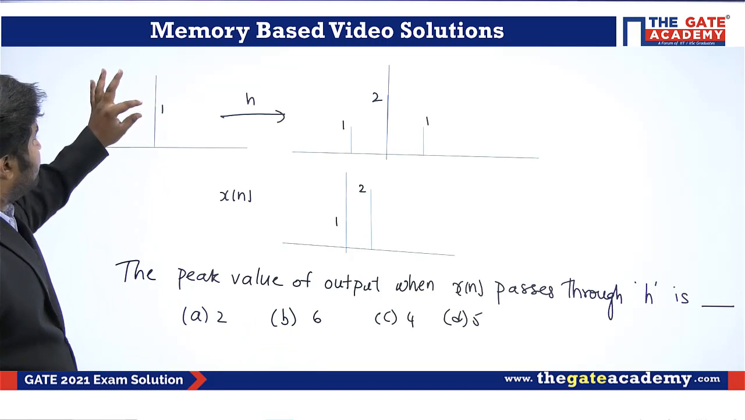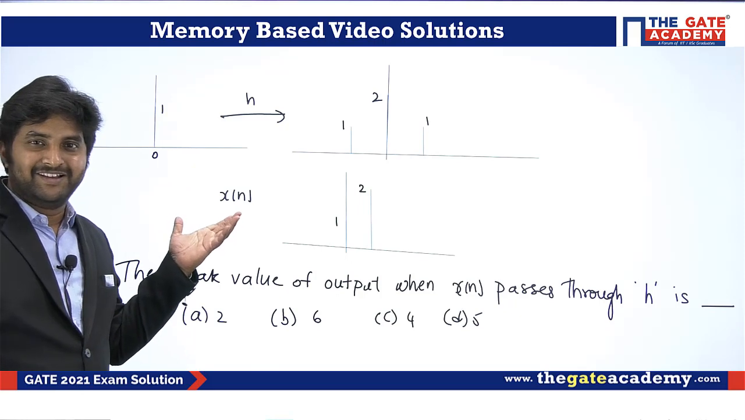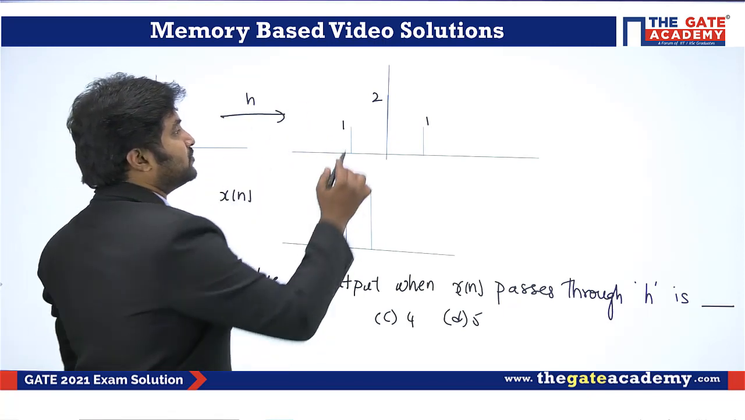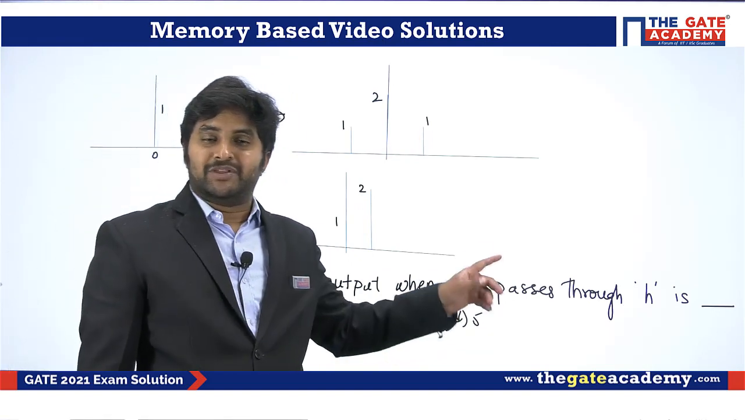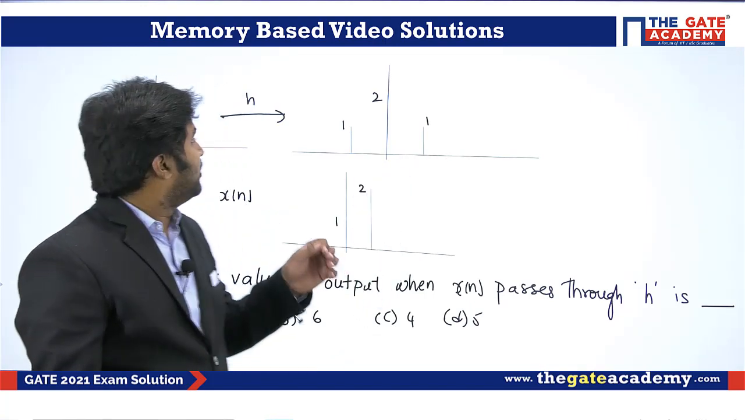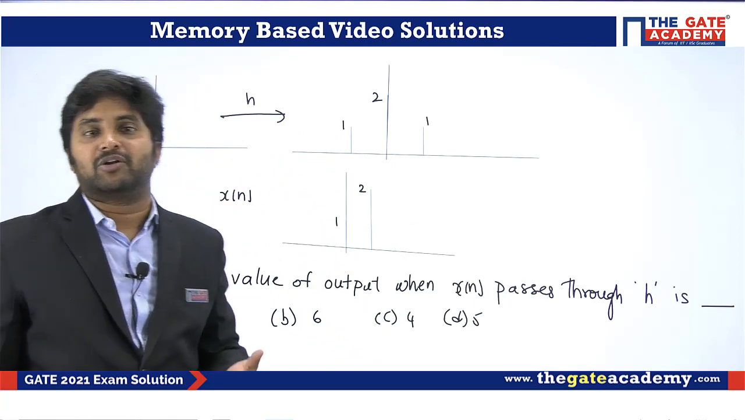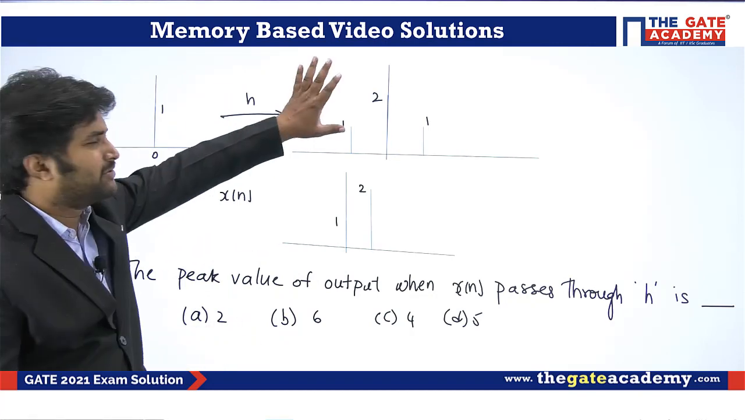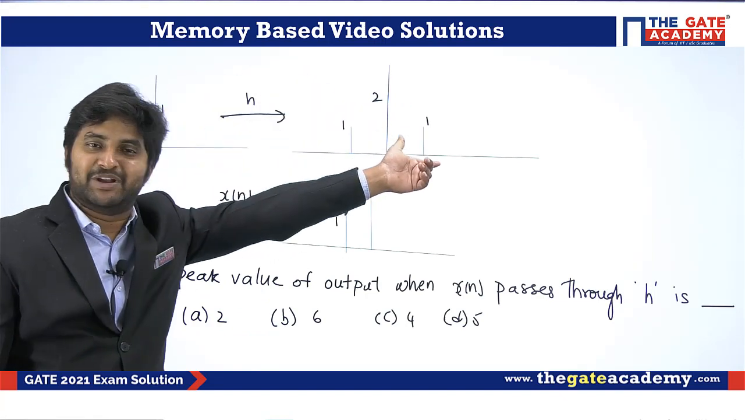See, you are given a sample of 1 unit at 0. This is nothing but an impulse, right? So when you pass it through the system, it is going to give you the output as 1, 2, 1. Can you quickly tell me whether this system is a causal system or a non-causal system? If you are giving the input here, you are getting output before that, then this is nothing but a non-causal system. Or in a very simple manner, this is nothing but the impulse response, correct? Yes or no? When you give an impulse as an input, the response is nothing but the impulse response.